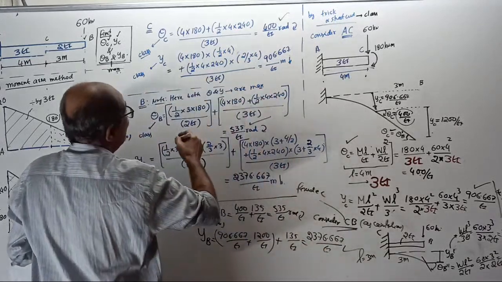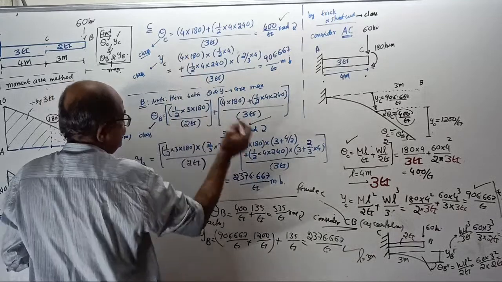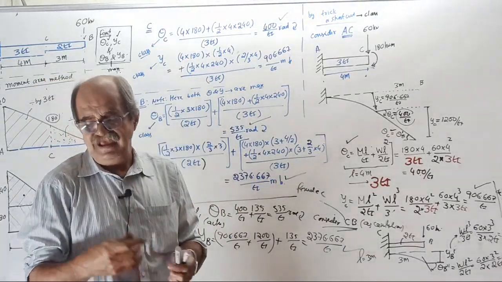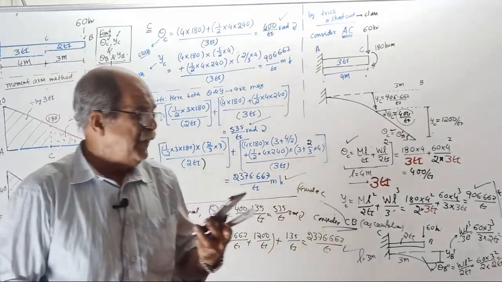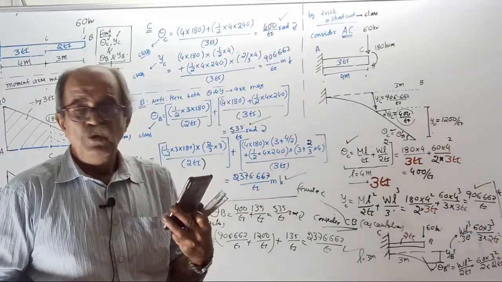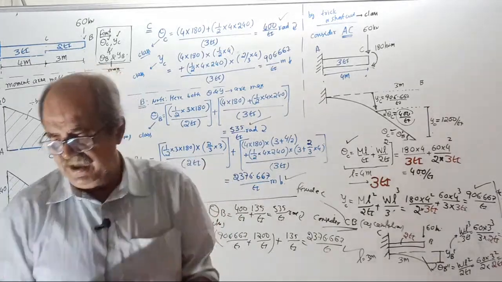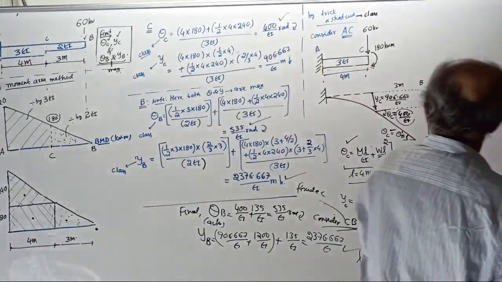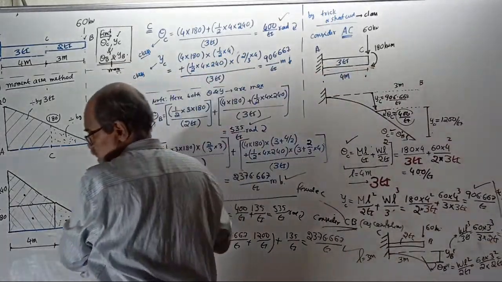See here, where is the answer? Here. Moment area, whatever you got, again perfectly tallying. Yes or no? If yes, I will go to the last question, the concluding question, where a little more principle is there. Be careful, little principles are there.